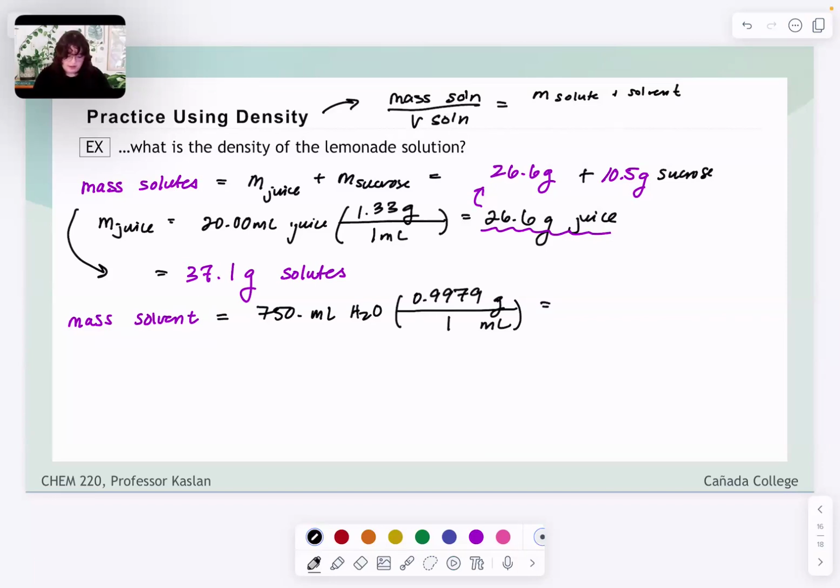So I take my 750 mils, multiply it by my density, and that gives me 748.42. I'm just gonna show all my digits for now. That's 425 grams of water, which means that the overall mass of solution, so this plus this, is equal to mass of solution.